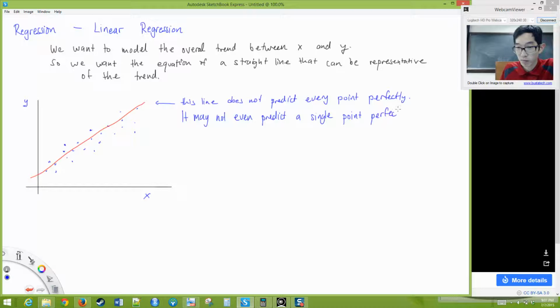Okay, but it's a good overall picture of the relationship between x and y.